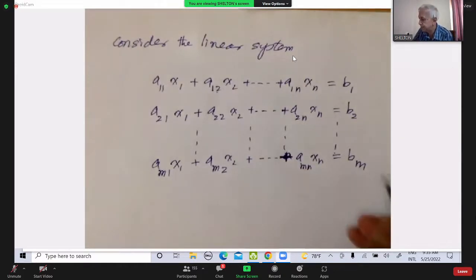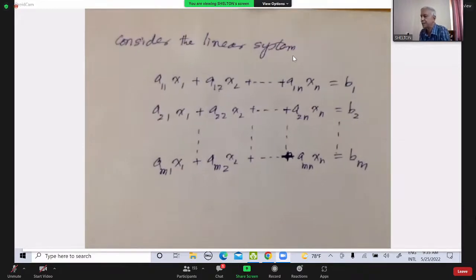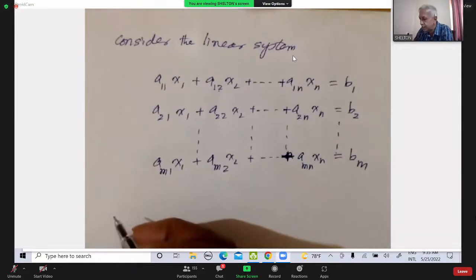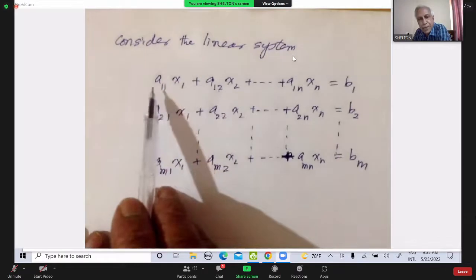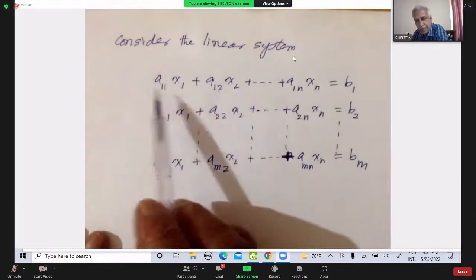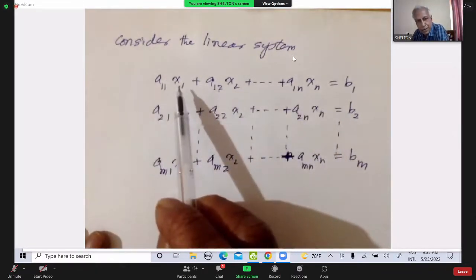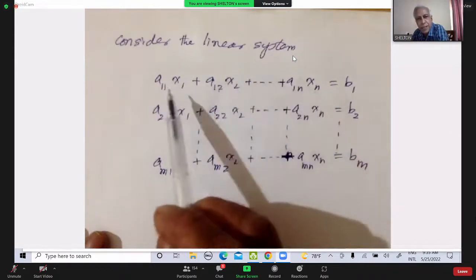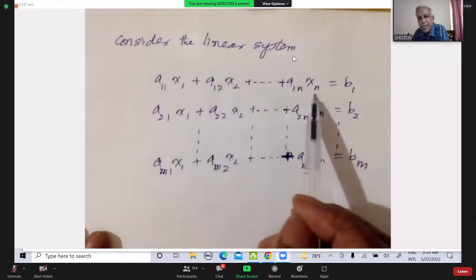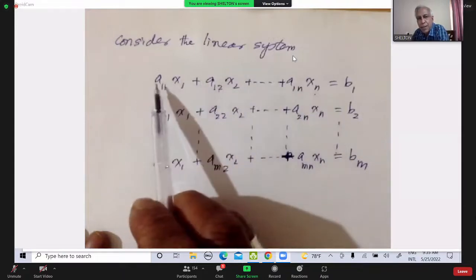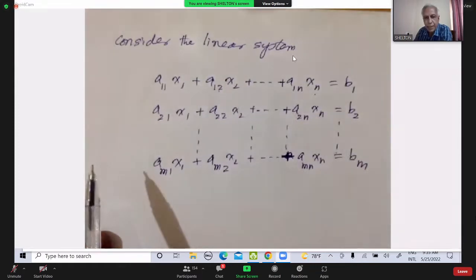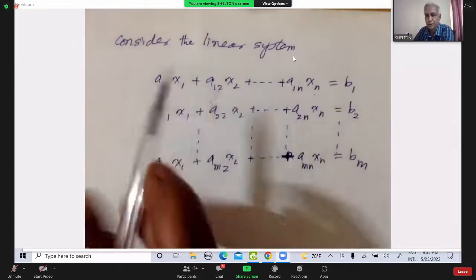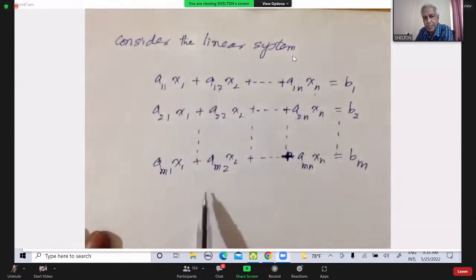Consider this linear system of equations. By a solution, what do we mean? By a solution, we mean a collection of numbers. If something is a solution, I have to give a value for the variables, x1, x2, xn. When I substitute the values, the equations must be satisfied. It's not just one equation.